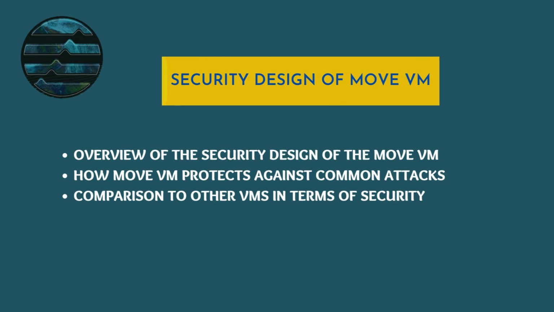Furthermore, Move VM includes a secure execution environment. This means that smart contracts are executed in an isolated environment, separate from the rest of the network. This prevents malicious actors from interfering with the execution of the contract, and ensures that the contract operates as intended. Moving on, let's discuss how Move VM protects against common attacks. As previously mentioned, Move VM's unique type system and bytecode verifier provide several layers of protection against attacks. In addition to these features, Move VM also includes a strict access control system.